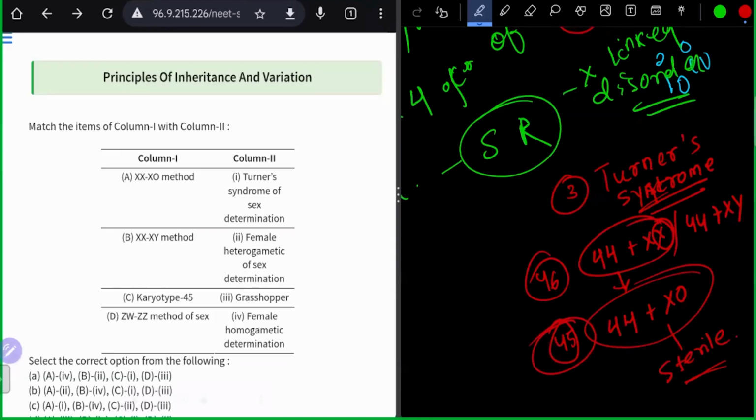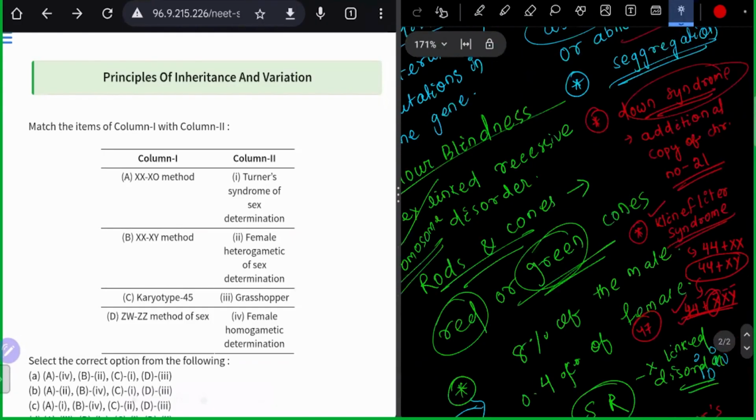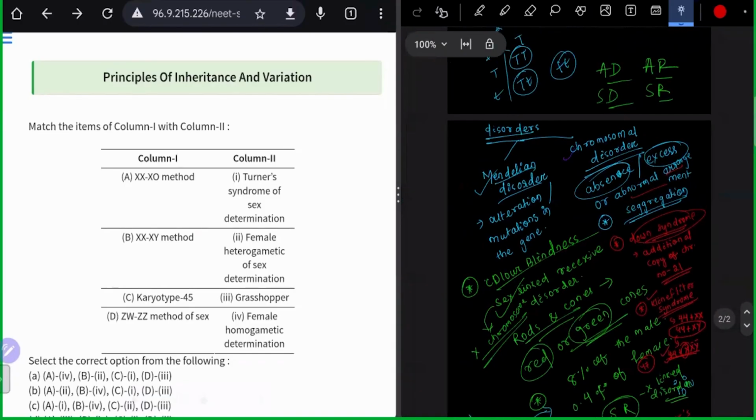So, the karyotype is 45 in Turner syndrome. Right? So here you can see option number C, karyotype is 45, which can be matched to option number 1 in column 2, which has Turner syndrome. Okay. So karyotype 45, here you can see it is present in Turner syndrome. Okay. So now we'll understand how we will determine sex.